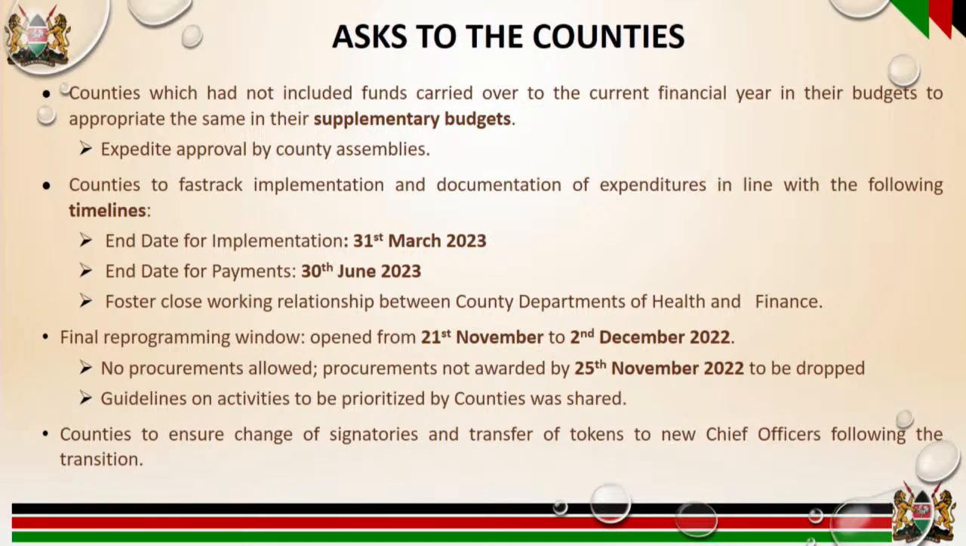Then we need counties to fast-track implementation and documentation of expenditures. Like I said, the end date for implementation we've set at 31st March, and the end date for payments is 30th of June. We wouldn't want any pending bills to be accrued from implementation of THS activities because, as I've said, we are closing next year. If we have any pending bills, I'm sorry to say that the county will have to return the money, or have the funds reverted back to the World Bank.